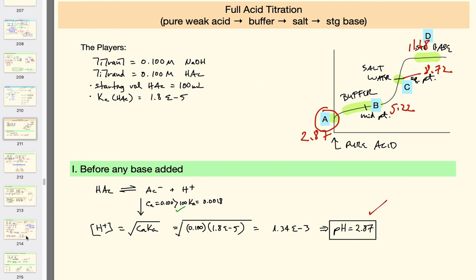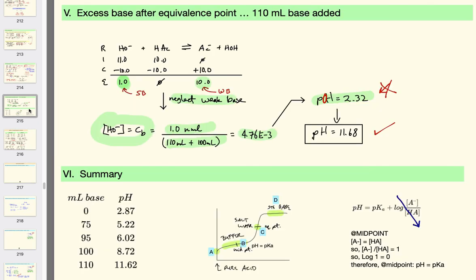Great review problem here. Okay, let's see what else we have here. And again, there's the summary right here of what we just did. So when we added no base, it was 2.87. When we added 75 mils of base, the pH went to 5.22. Right before the equivalence point, it was 6.02. At the equivalence point, it was 8.72. We would expect that. Why? Because we've got a strong base and a weak acid, and so we knew it was going to be greater than 7. And finally, when we had excess strong base, we expected a larger number. Why? Because it's a strong base. So all of that makes sense.